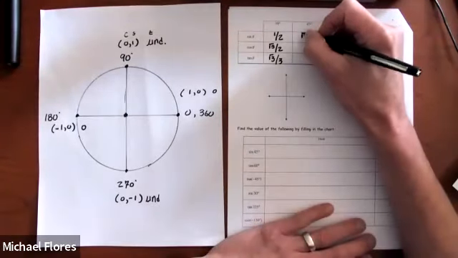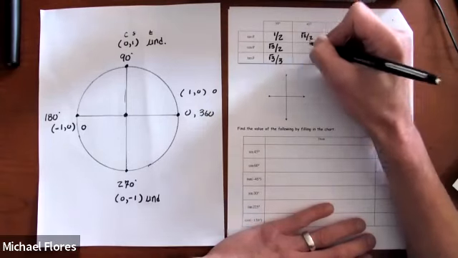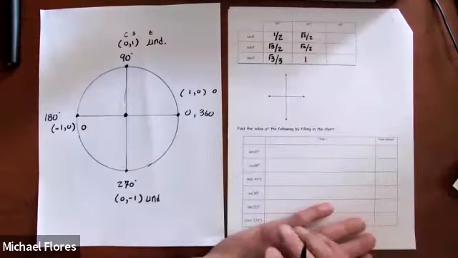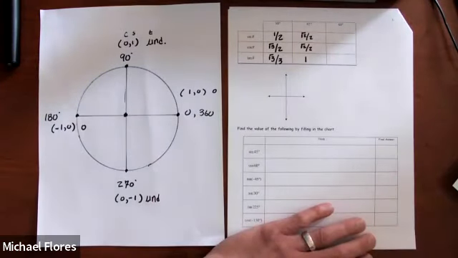45 degrees: sine √2/2, cosine √2/2, with the tangent of 1. You've already filled all that out for your second circle, the 45-degree family.